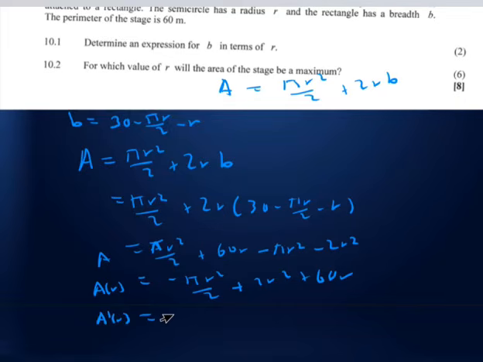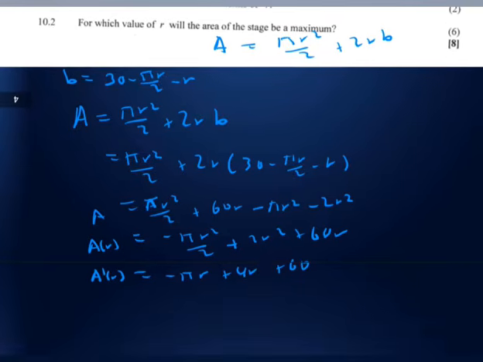So this is going to cancel with the half. So now we're going to have negative pi r. Then this side we're going to have plus 4 pi, and then plus 60. Yeah, literally that's what we have. All right, great. Okay, fine. I thought there was a mistake somewhere.